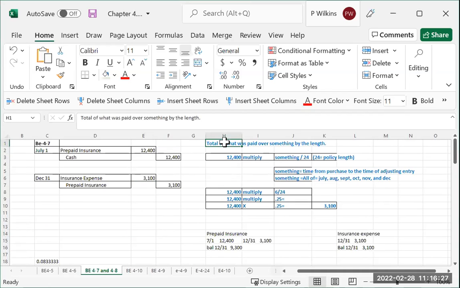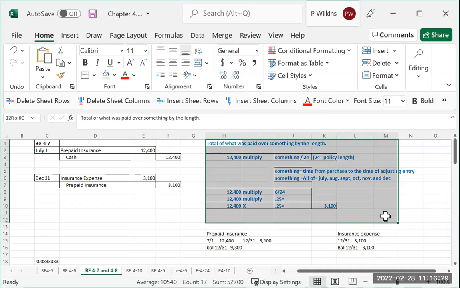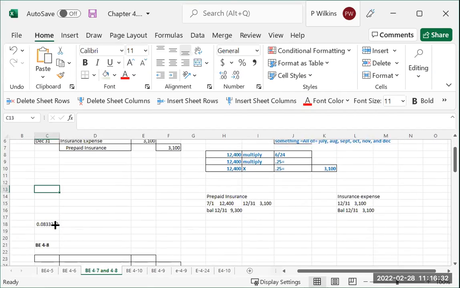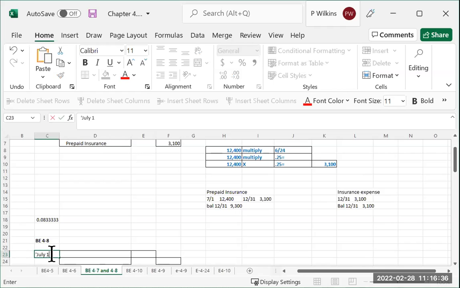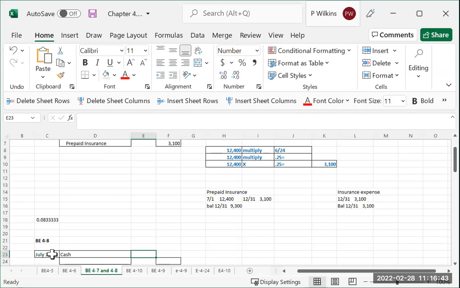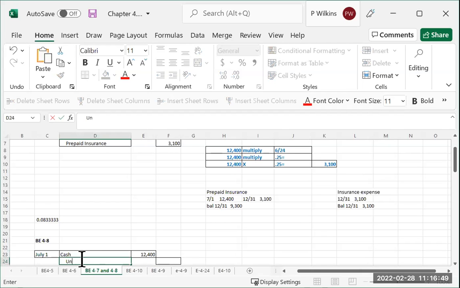So we've already done all the math. That's all this over here, all the math that we did. Now we're going to do the entries. So on July 1, we're Marsh Company. What did we get? Well, we got cash. They gave us $12,400, right? But that cash was not earned. It was unearned service revenue, which has a credit balance. So we're going to credit that 12,400 to make it go up.